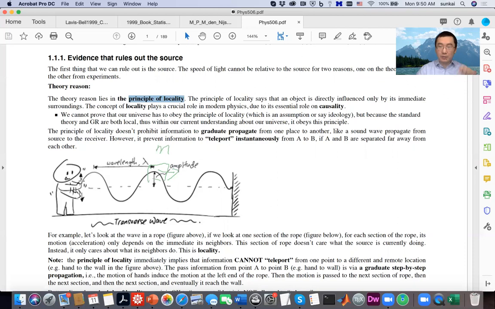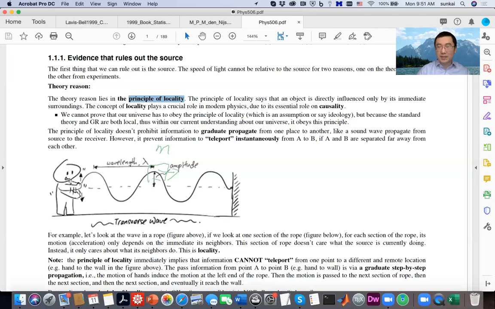And as a result, because the motion here does not care about the source at all, the velocity we measured here cannot be associated with what the source is doing. Okay? The source is so far away. The information about the source, what the source is currently doing, cannot reach this point. We need to wait for the information to propagate here. So the matter should not be influenced by something far away. Okay? That's what the principle of locality tells us.